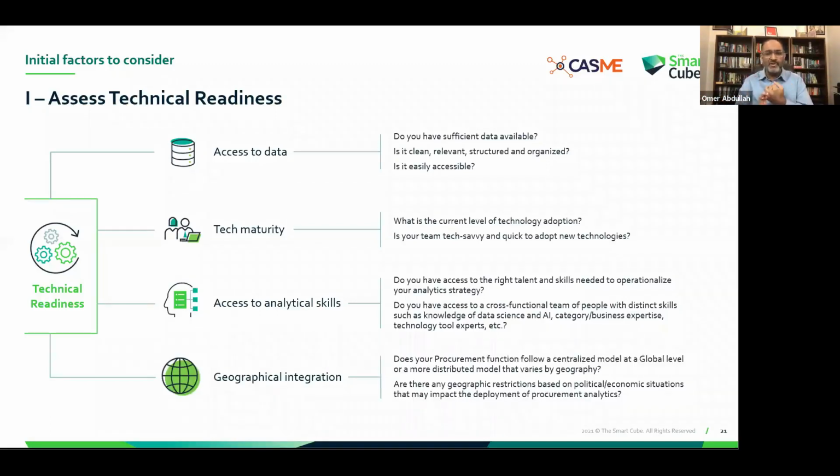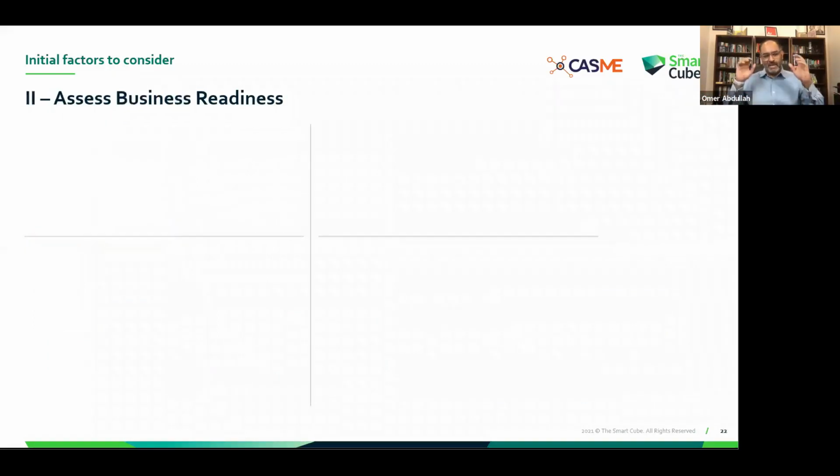So does your procurement function follow a centralized model at a global level, or is it more distributed? That makes having a centralized approach a little more challenging. And then are there geographic restrictions based on political, economic situations that impact how you would deploy procurement analytics? Data issues, privacy issues, all of those aspects play in as well. So that's the first piece.